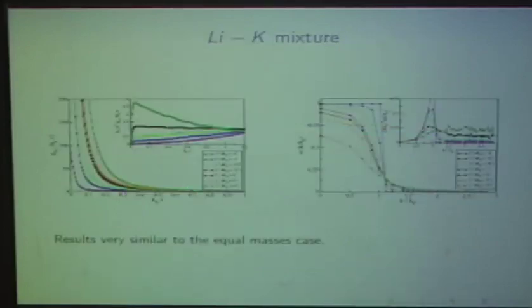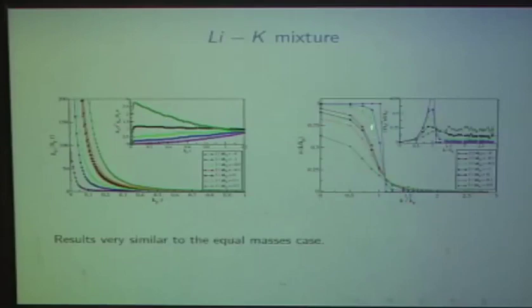And again, this is very preliminary, but we computed several properties for the lithium-potassium mixture. So here is the pair distribution function between heavy and light as a function of kFr. And here I'm plotting the same quantity multiplied by the distance squared. So again, this plot should provide another evaluation of the contact parameter by extrapolating this curve at small distances. And this is work in progress.